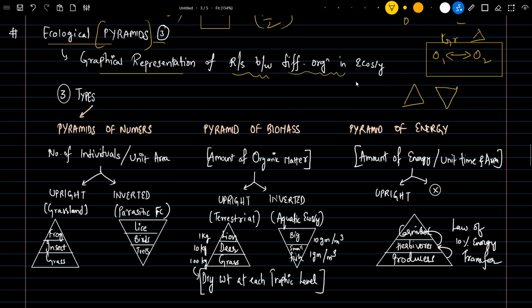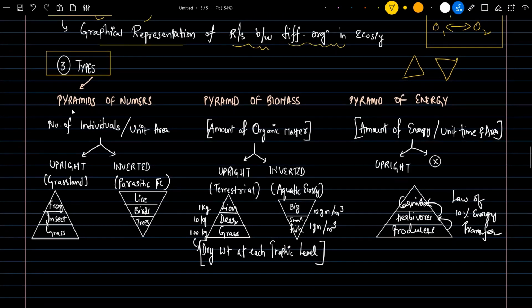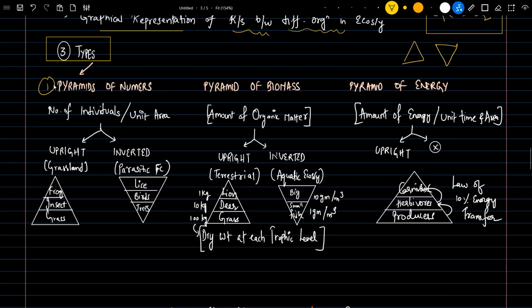So let's see different scenarios. There will be three types of ecological pyramids. First is pyramids of numbers. Second is pyramids of biomass. Third is pyramids of energy. So what is a pyramid of numbers? It simply defines the number of individuals per unit area. How many individuals are there? It can be both an upright pyramid and an inverted pyramid.